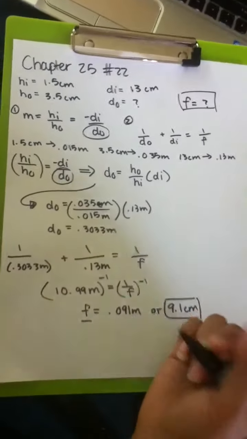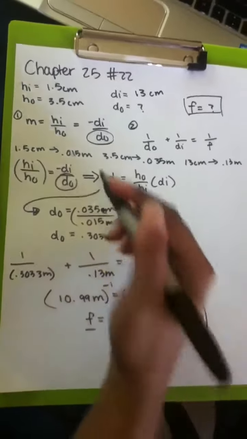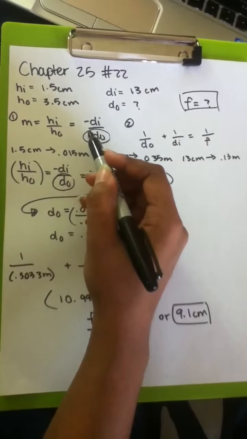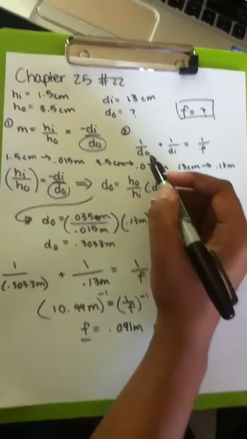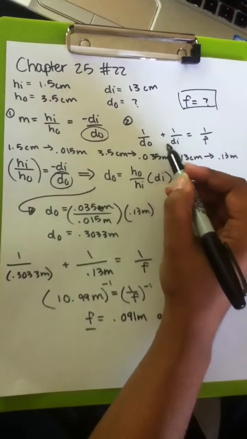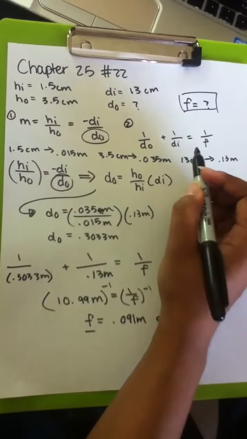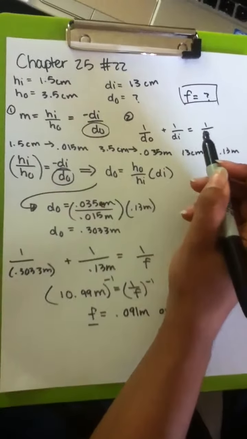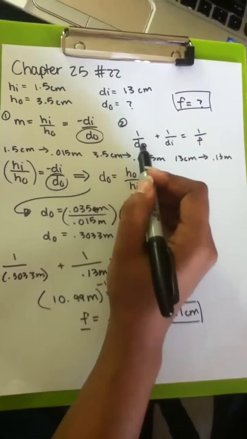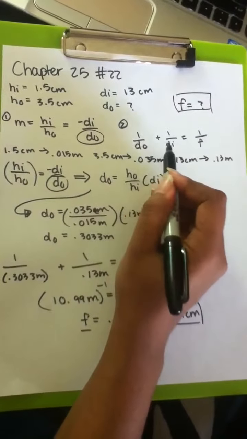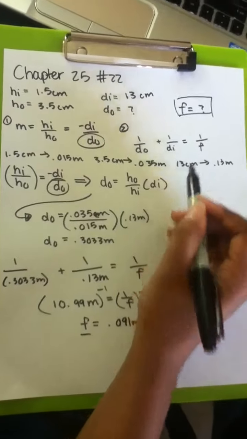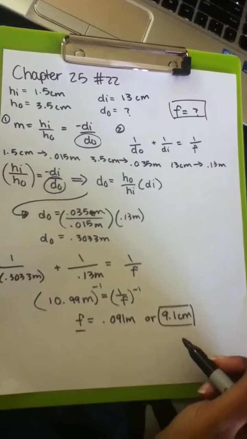And just to recap, in order to solve this problem, we needed two equations. This one right here, the height of the image divided by the height of the object is equal to the distance of the image divided by the distance of the object. And we also needed this equation right here: 1 divided by the distance of the object plus 1 divided by the distance of the image is equal to 1 divided by the focal length. Once I found the distance of the object from the first equation, I plugged it into the second equation, and because we already had the distance of the image, we could easily find the focal length. And that was found to be 9.1 centimeters.